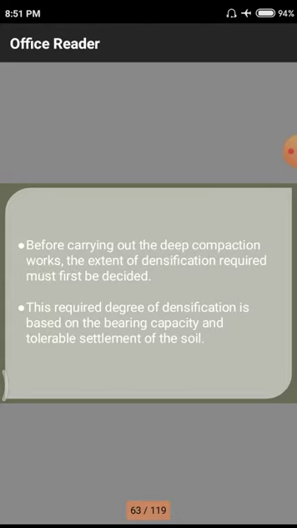Next, the required degree of densification is based on the bearing capacity and tolerable settlement of the soil. That means for designing any structure, we need to know the soil bearing capacity by using the CBR test, that is, the California Bearing Ratio test. We normally use this in our GTE1, geotechnical engineering one. By using this CBR test we find the soil bearing capacity value, so that we have data for how much densification is needed.